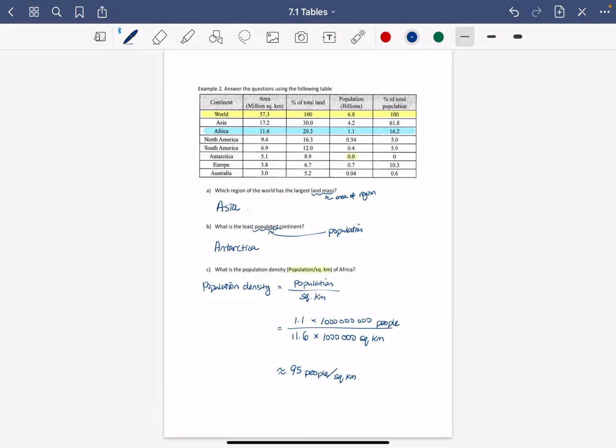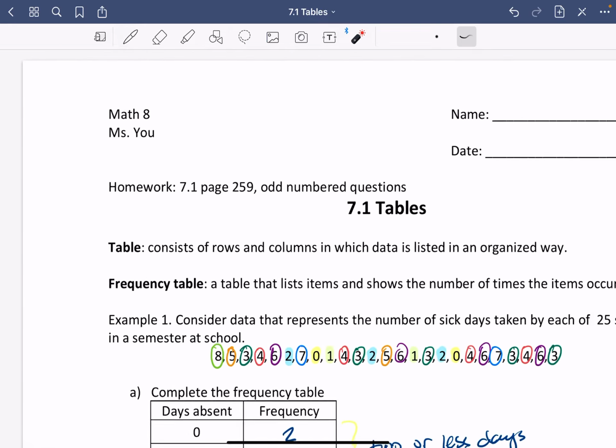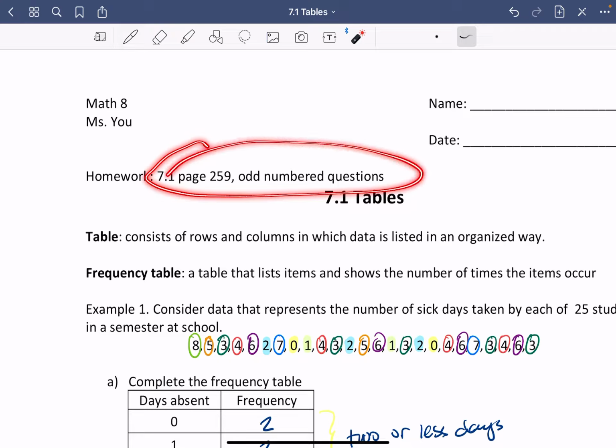Okay, so that's it for today's lesson. The homework is listed up here. You just need to do all the odd number questions.